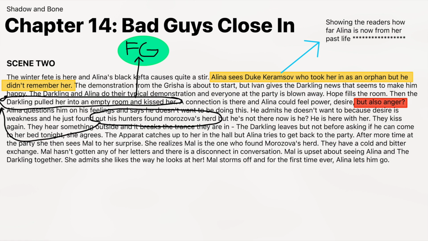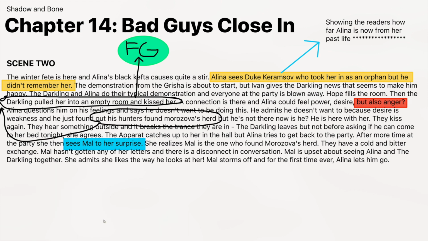And after more time at the party passes, she wants to go back to her room, and then to her surprise, she sees Mal. This is crazy, because now the storyline with Mal and the storyline with the Darkling have crossed. They've intertwined right here. She was just kissing the Darkling and so excited, but in the first half of this book she's been so excited about Mal, but then she let him go, and now he's there. Okay, huge moment. She realizes Mal is the one who found Moritzova's herd because he's a tracker.